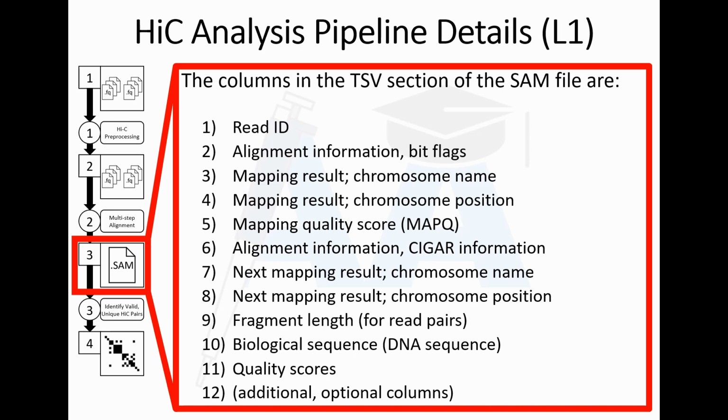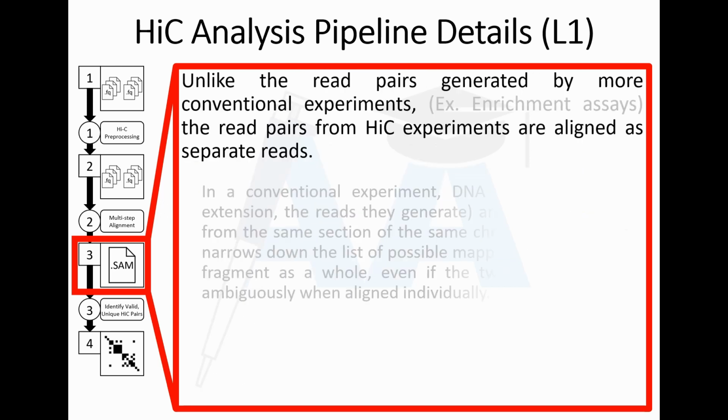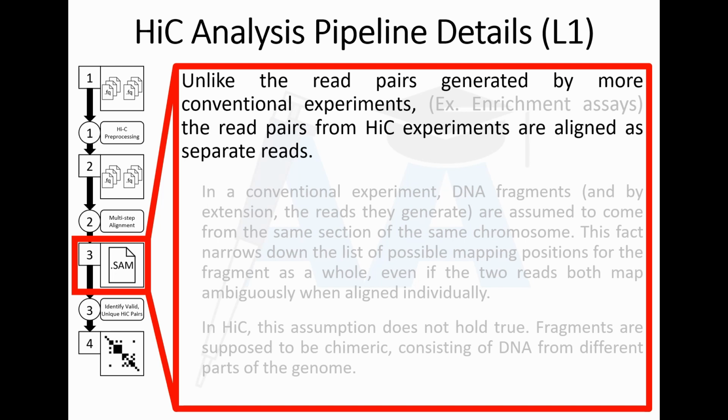The most important information lies in the third and fourth columns, which contain the chromosomal coordinates of the alignment. Now, in conventional experiments, read pairs are aligned together and considered to be two ends of the same locus. In HiC, this is not the case, and the reads are aligned separately.